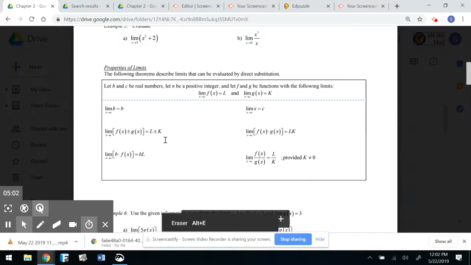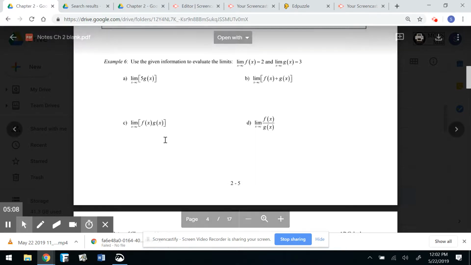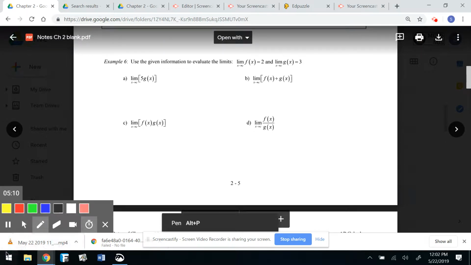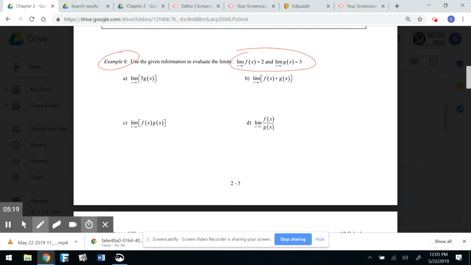To do that, we're going to go back here to this page. So how would we use those properties in problems like example 6? We would use it like this. The limit as x approaches c of 5 times g of x. We're allowed to use those two pieces of information right there. But to use them, I've got to show that I have it in the problem. For example, this one here, there's no 5 in this g of x function.